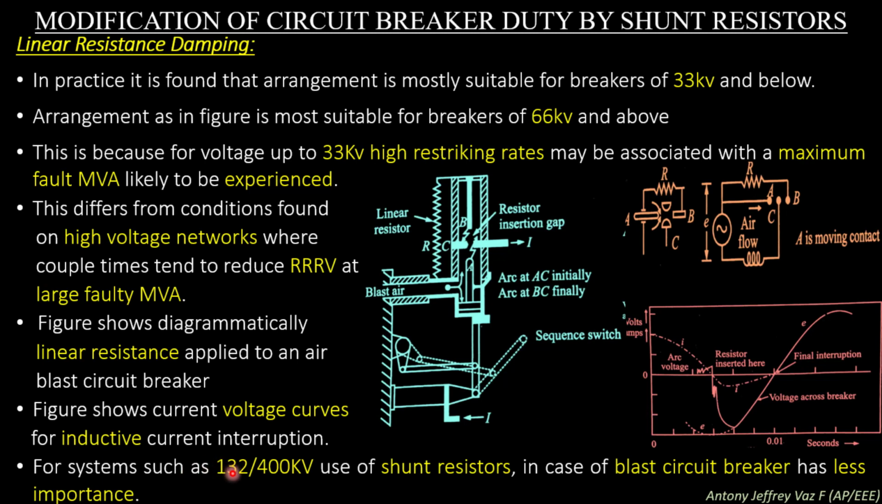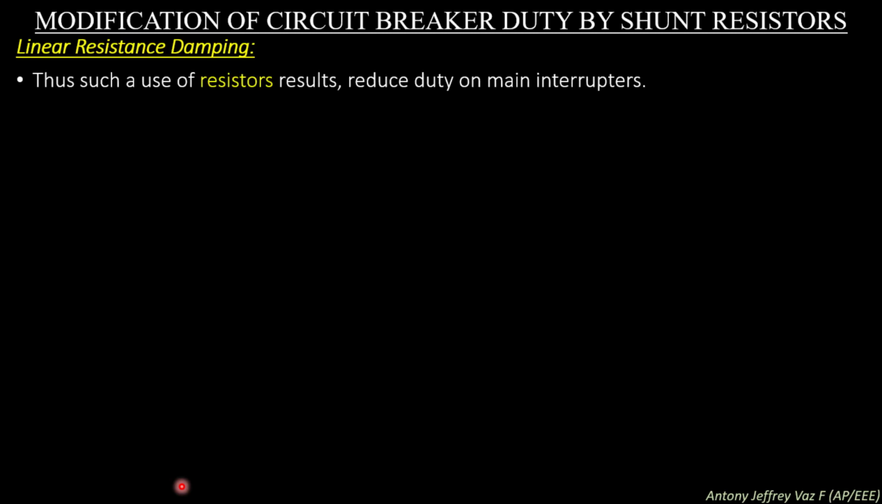For systems such as 132 kV and 400 kV, the use of shunt resistors in air blast circuit breakers is very important. So when the system voltage is more than 132 kV and 400 kV, shunt resistors must be employed in air blast circuit breakers, which is much less important when a low voltage system is considered. Thus, such use of resistance results in reduced duty on the main interrupters. So the main use of adding a linear resistance across the contacts of the circuit breaker is that the duty of the interrupter, that is the duty of the main contact to interrupt and extinguish the arc, gets reduced.